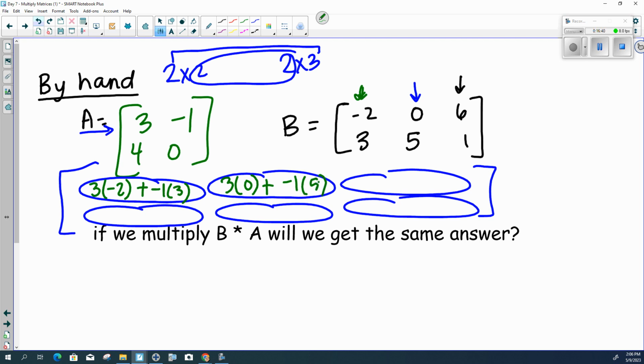So left and top, right and bottom. That's kind of a pattern. Okay, we're moving on to the third one. Logan, what am I multiplying to get these numbers? 3 by 6. Plus.